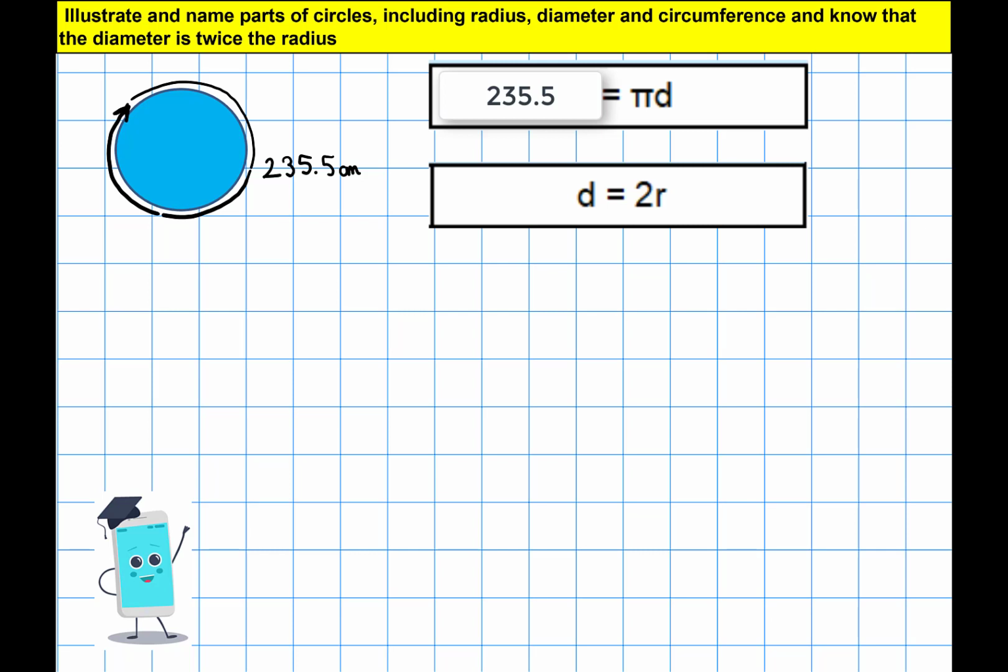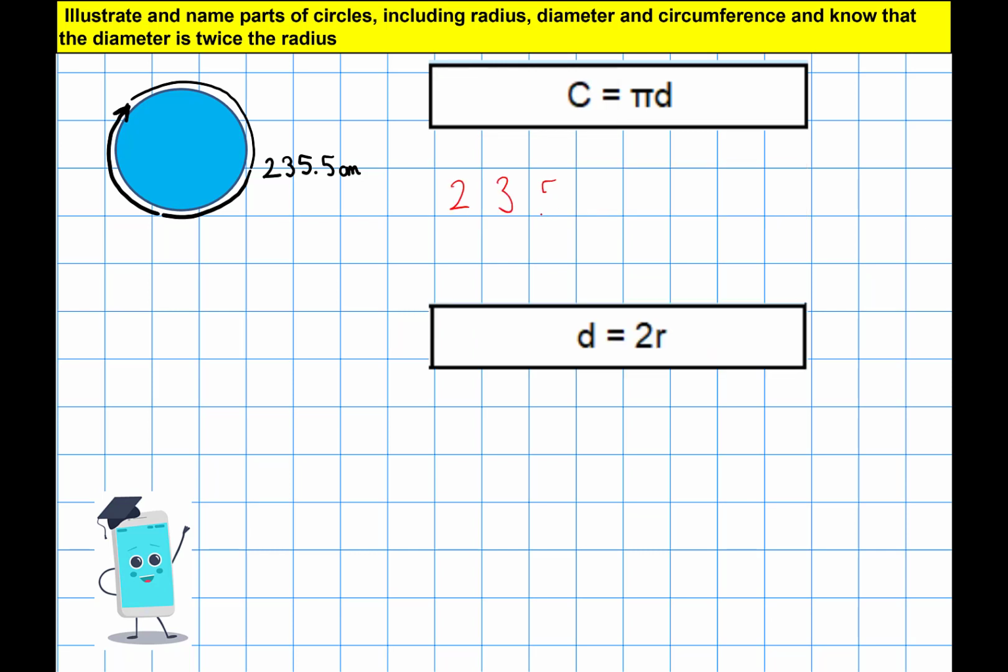Now I don't know what the diameter is, but I do know what pi is. So if something multiplied by something gives you an answer, then we can use the inverse. So actually we could do 235.5 and we can divide it by 3.14, to find our diameter. Okay, so not an easy calculation to do.